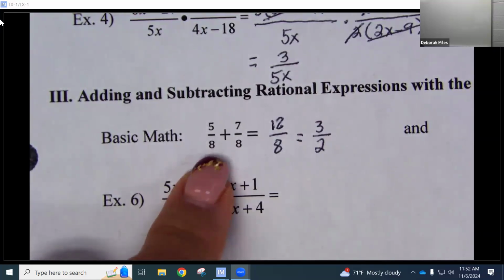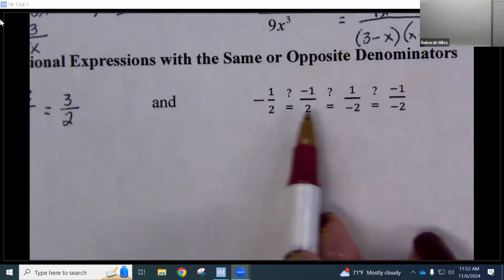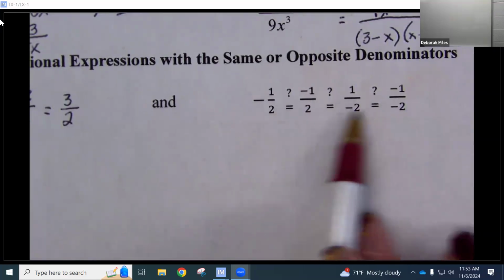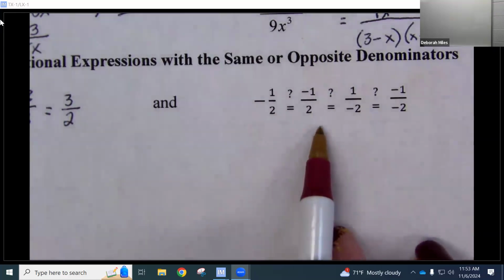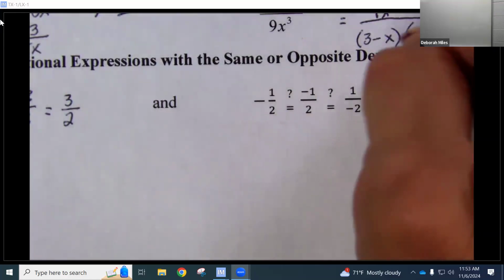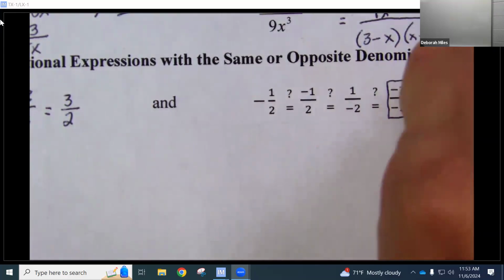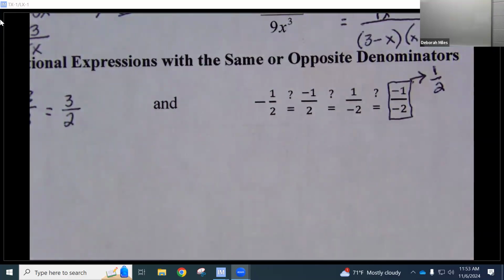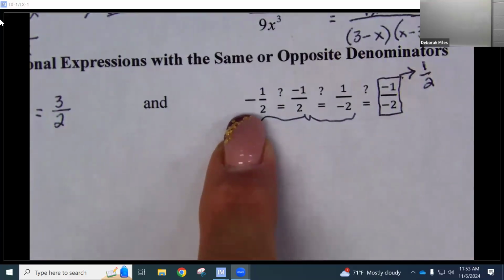All right, another basic math question is this. 3 of these things are the same and 1 is different. Which one's not the same as the other 3? Ooh, because a negative divided by a negative is a what? Positive 1/2. All 3 of these are the same as just the first one.